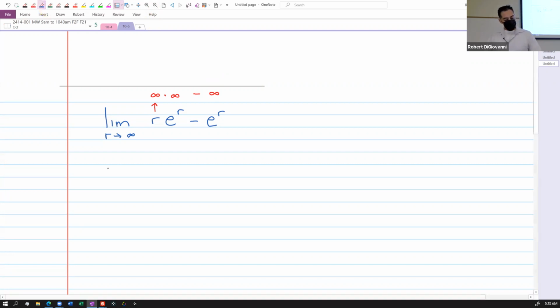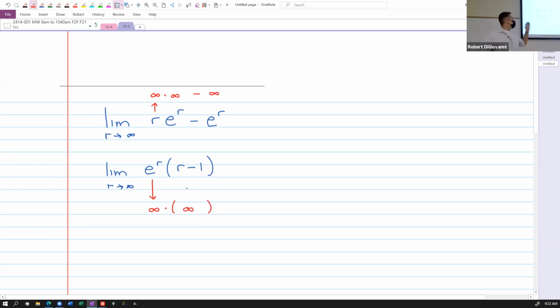So we can factor an e to the r out, right? Let's see what happens. If we pull an e to the r out, we're left with r minus 1, aren't we? Pull an e to the r out of both of these. And now just look at it again. What happens? As r goes to infinity, this goes to infinity. But now we're saying times what? Infinity minus 1. Infinity minus 1 is still infinite.